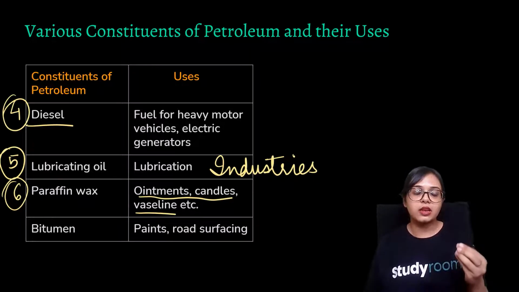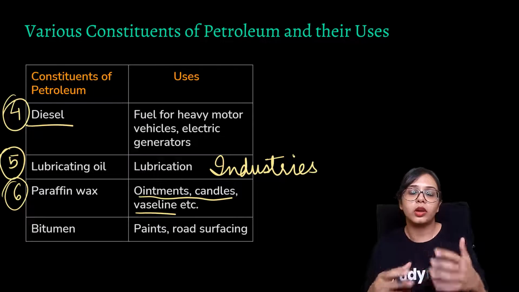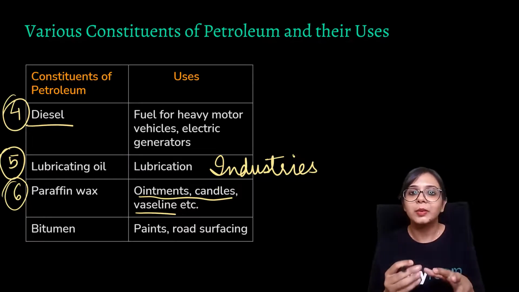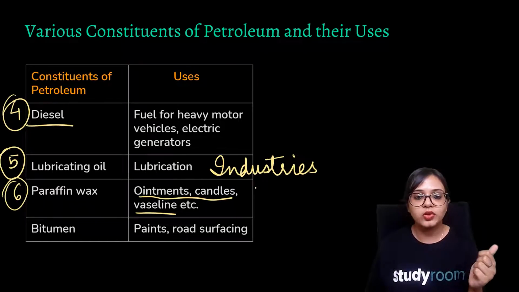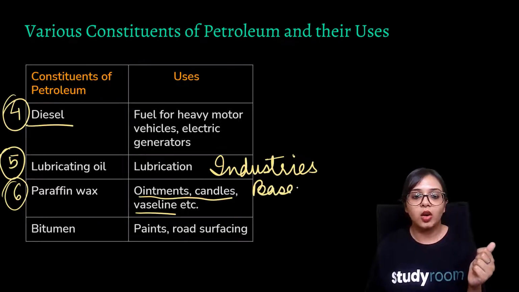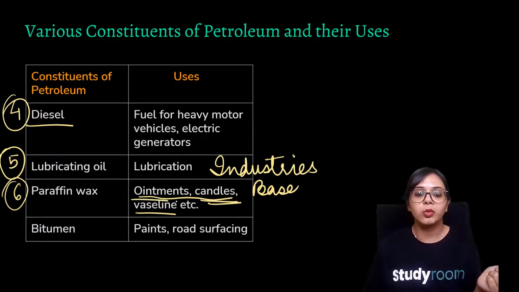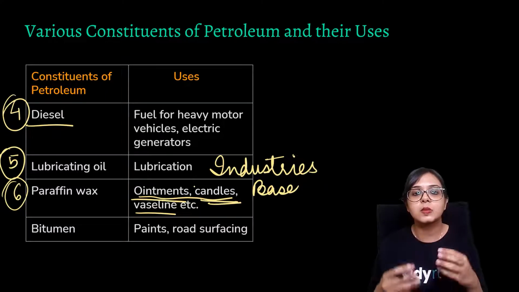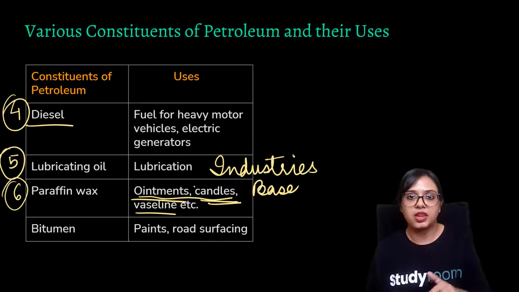A base means the starting material in which other products are mixed. So it's used as a base in ointments, and paraffin wax is directly used in the production of candles. But when you're talking about ointments, this paraffin wax is basically used as a base so that other materials could be mixed into it.